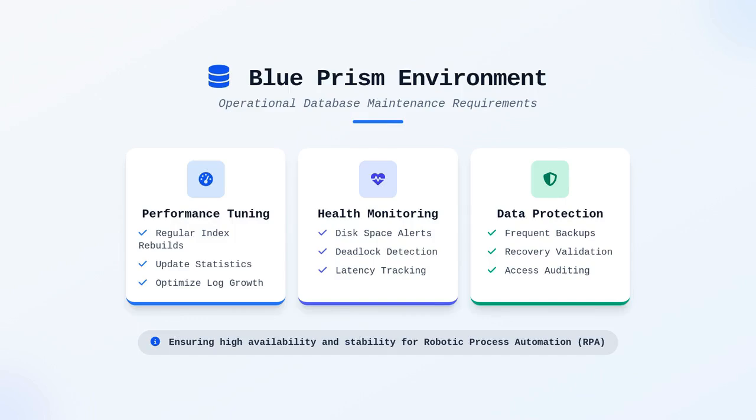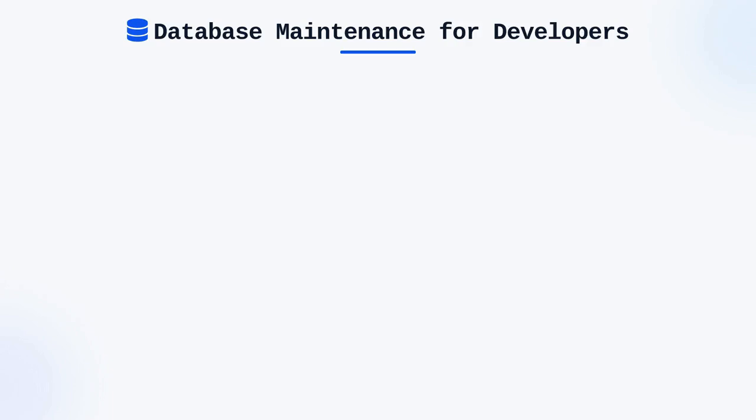Hello. Let us look at the operational requirements for maintaining a healthy Blue Prism environment database. As a developer, you might be tempted to assume that database maintenance is strictly an infrastructure or database administration concern. However, in the context of the AD01 certification and real-world Blue Prism deployments, understanding how the control room interacts with the underlying SQL server is critical for maintaining performance.